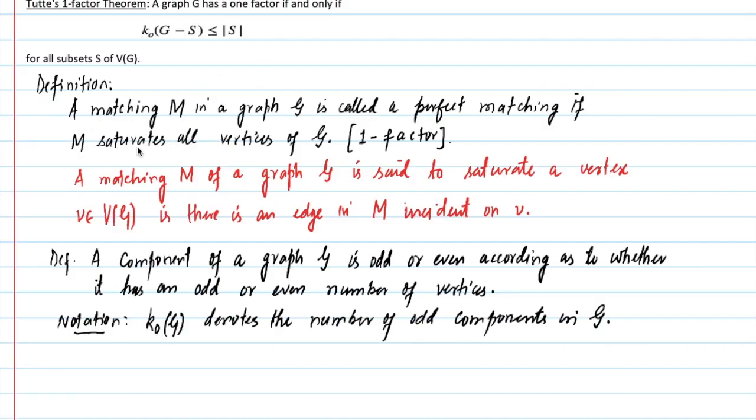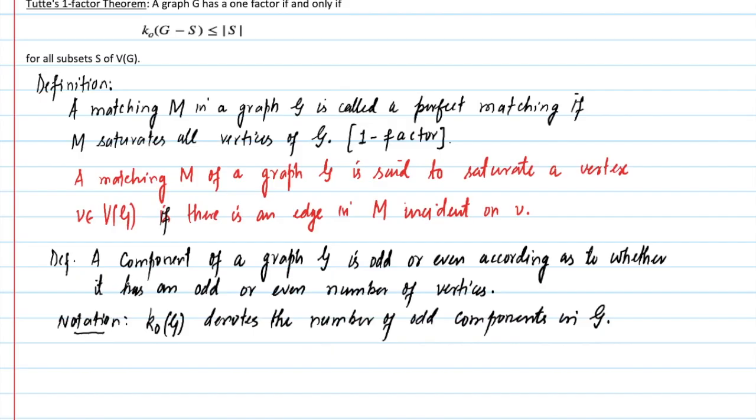Now here in this definition we have used a term saturating a vertex. A matching M of a graph G is said to saturate a vertex V in the vertex set of G if there is an edge in M incident on V. So a matching M in a graph G is a perfect matching if it saturates all the vertices of G. That means this matching covers all the vertices of G.